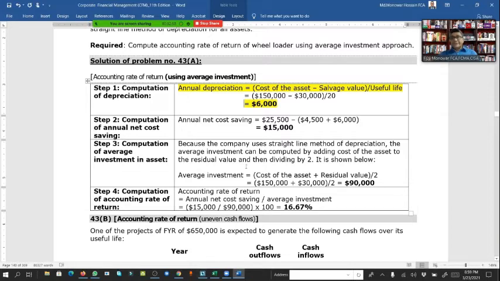How much cost saved? The annual net cost saving calculated this way would be 25,500. Here the cost increase is 4,500. Also depreciation has to be charged, 6,000. So the actual net cost saving is 15,000. Now the computation of average investment in the asset.